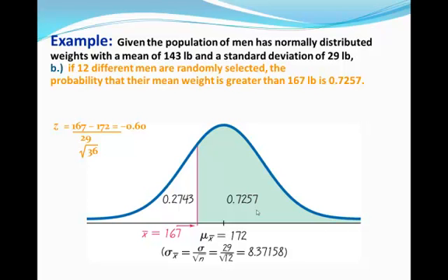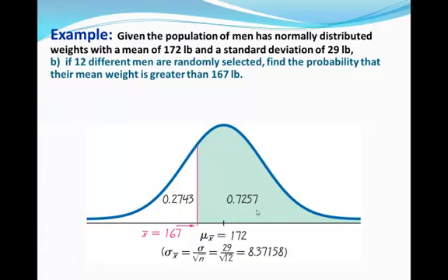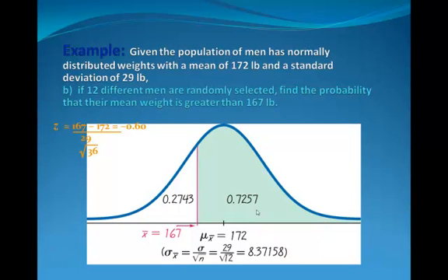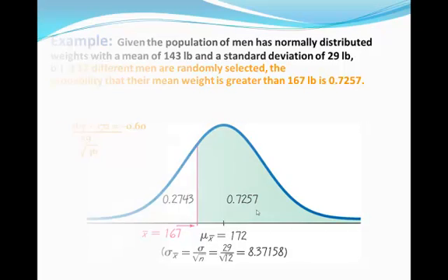So the area to the left hand side of this negative 0.60 is 0.2743, and so the area to the right hand side is 0.7257, right? So that we got it. So the conclusion is 0.7257, so 72.57%.